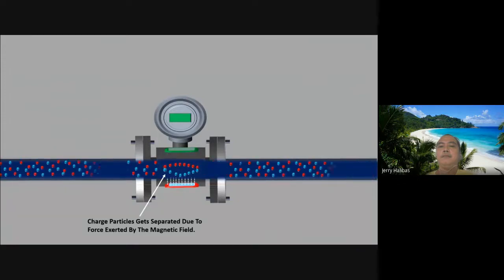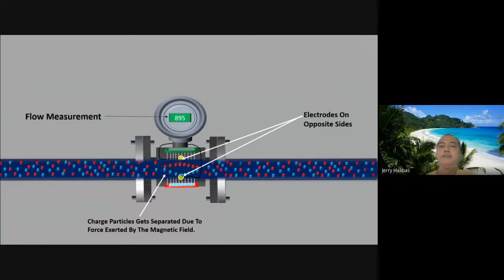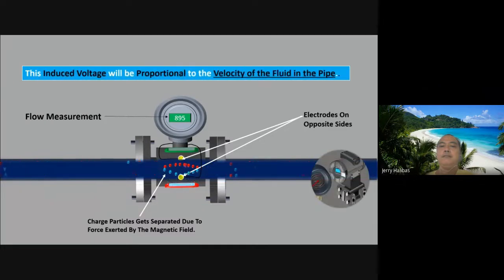Now an electrical voltage is formed. This electrical voltage is picked up by the electrodes and is sent to a transmitter which is either mounted on the flow meter or connected remotely. This induced voltage will be proportional to the velocity of the fluid in the pipe. Knowing the velocity and dimension of the pipe's cross-section, flow volume can be calculated.